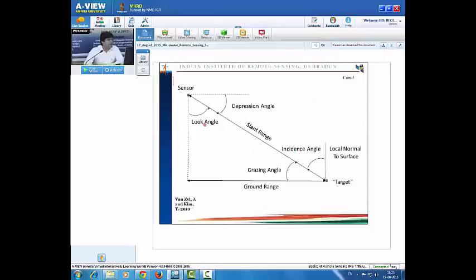From the geometry it is clear that for flat terrain, the look angle will be exactly equal to the angle of incidence, and the depression angle will be 90° minus the angle of incidence, or 90° minus the look angle. So the SAR sensors will have the information of this look angle for each and every pixel, because each pixel has its own value, as the look angle varies from near to far range.